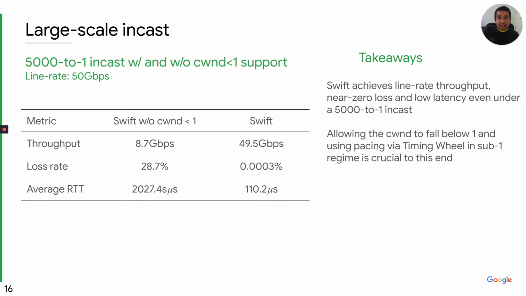Whereas if we were to take out the Cwin less than 1 support, we observe high RTTs, a loss rate of 28.7%, which drives the throughput down to just 8.7 Gbps. So the takeaway is that the Cwin less than 1 support is extremely effective to deal with large-scale incast.